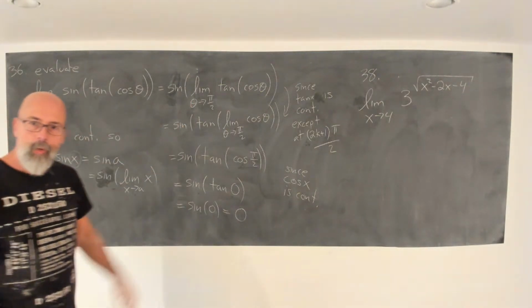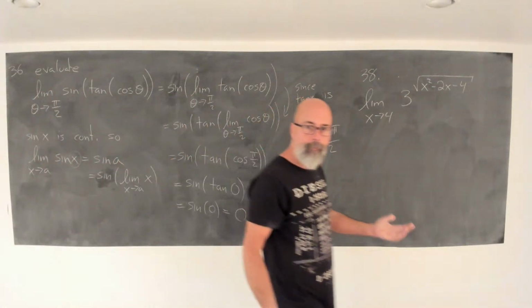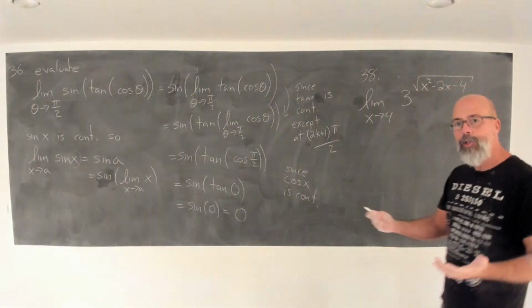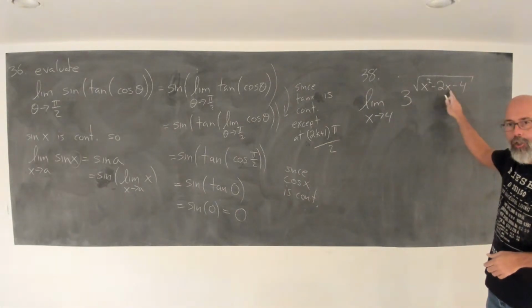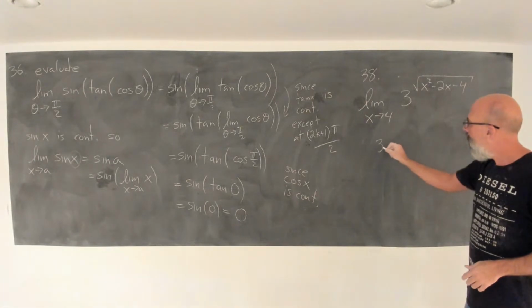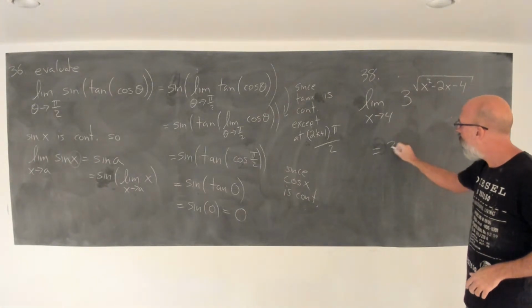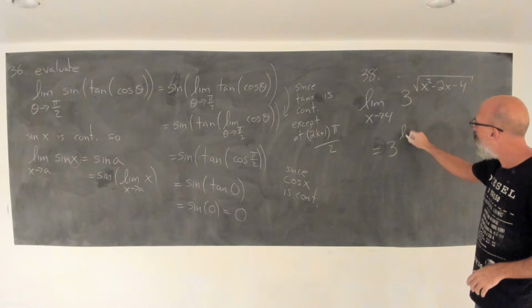Consider this. We have an exponential function. You know the exponential function is continuous everywhere. So limit of the exponential function is 3 to the limit.